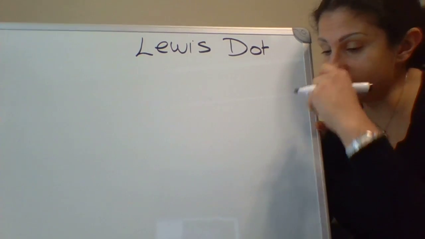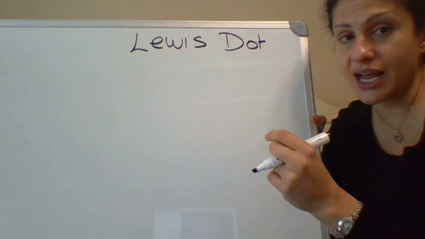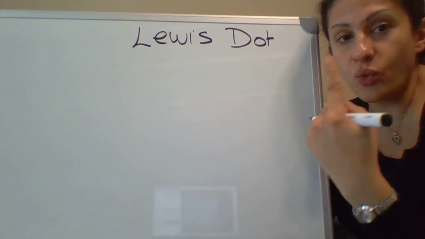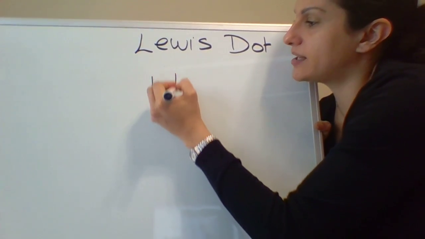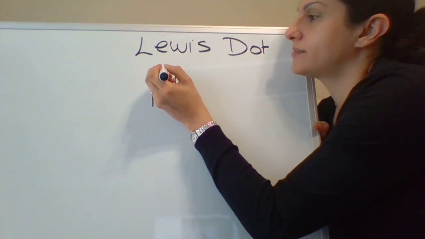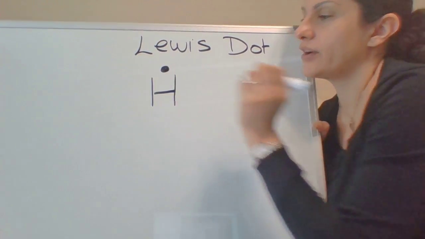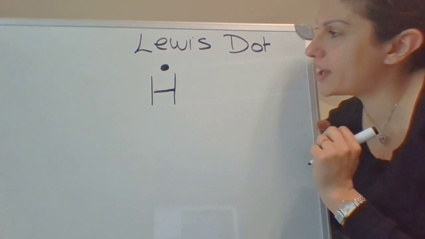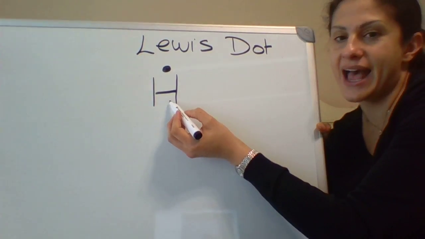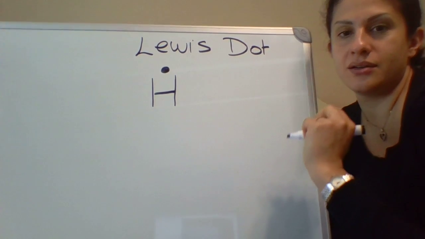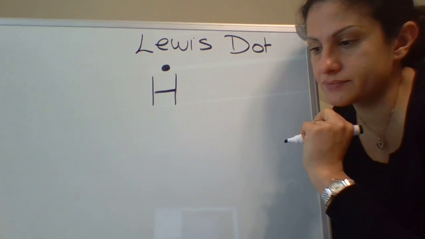So if you'll notice, for hydrogen, when we did the diagram, we said hydrogen had one valence electron. So how would we show that in a Lewis dot? There you go. You put one dot above the H. That shows you that the hydrogen atom has one valence electron.